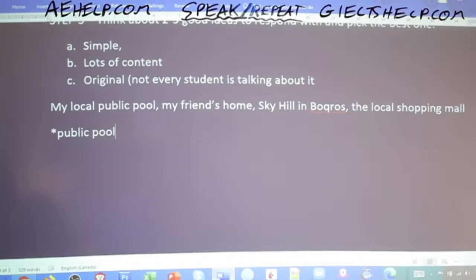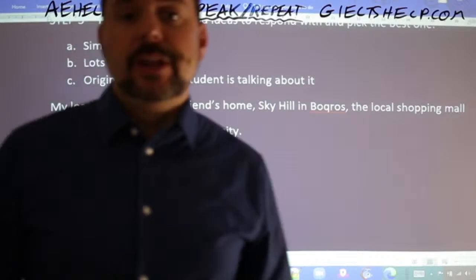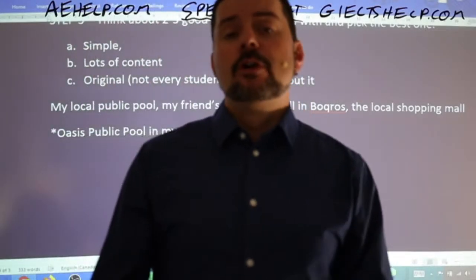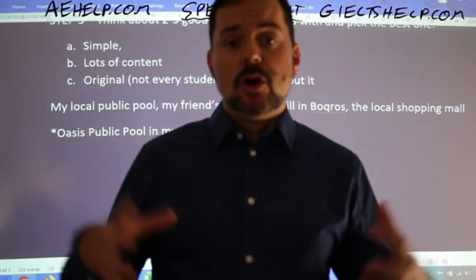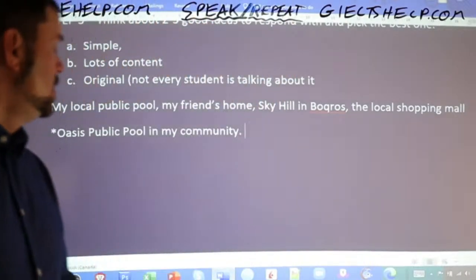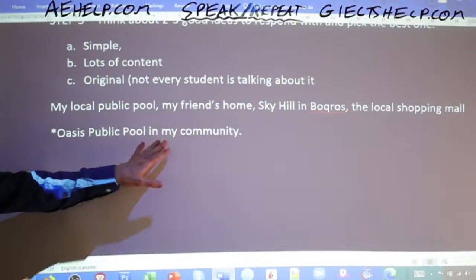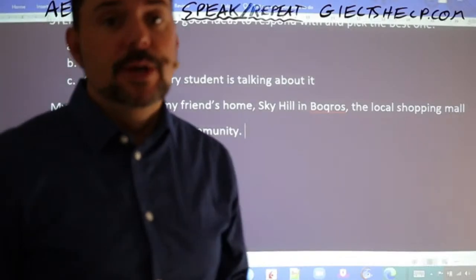And let's give this one a name. So let's call it Oasis. Oasis public pool near my home. Okay. So this is just going to be an imaginary public pool for the purpose of this class so that we can all work on it together with the same ideas. Okay, so the Oasis public pool in my community is a place that I avoid going to, all right?